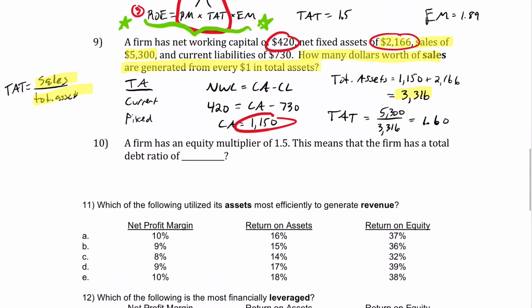And then question 10, a firm has an equity multiplier of 1.5. This means that the firm has a total debt ratio of what? Well, this is kind of confusing. So they give us an equity multiplier ratio, we know that equity multiplier is equal to assets over equity. And then they're asking us for a total debt ratio, which is debt divided by assets. So what percentage of our assets are funded by debt? But they've only given us one value. How am I supposed to solve for some unknown if I only have one value?